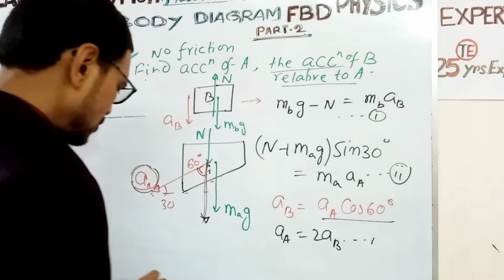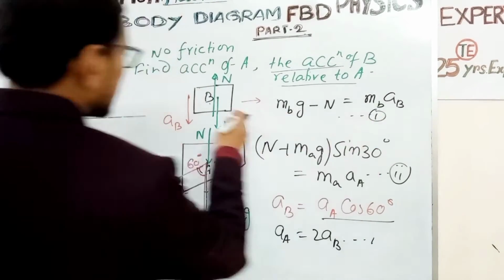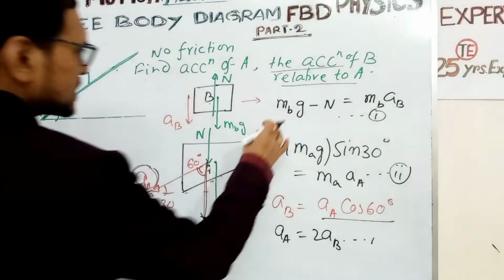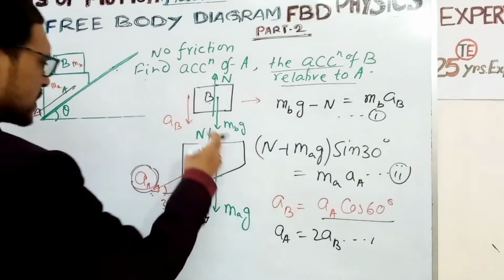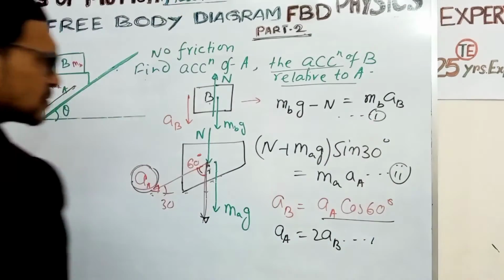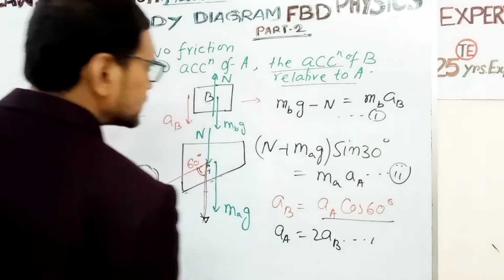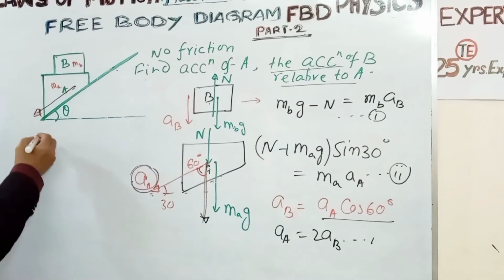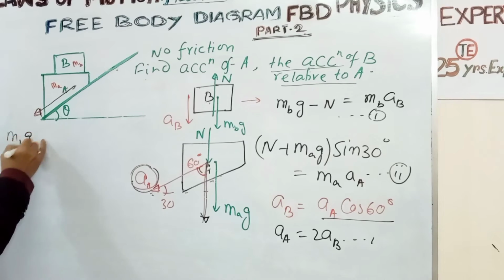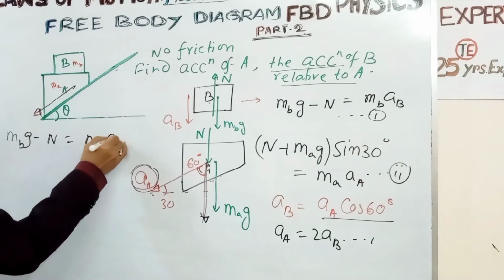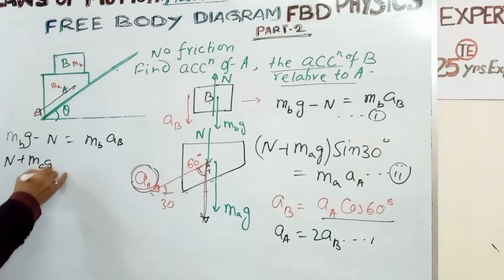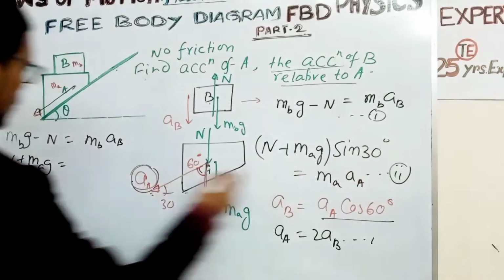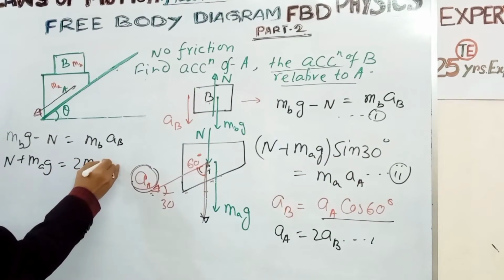Now, these are the free body diagrams of the two blocks, and these are the equations of motion of each block. If we find the acceleration of A and B from the two equations, we put a equal to 2ab here. So what is the equation? The equation is mb g minus N equal to mb ab, and N sin 30, that is N plus ma g, equal to, sin 30 equal to half, so 2 ma a.